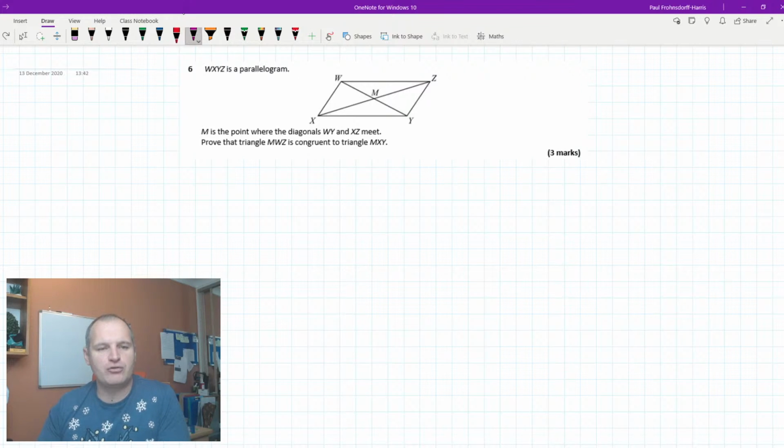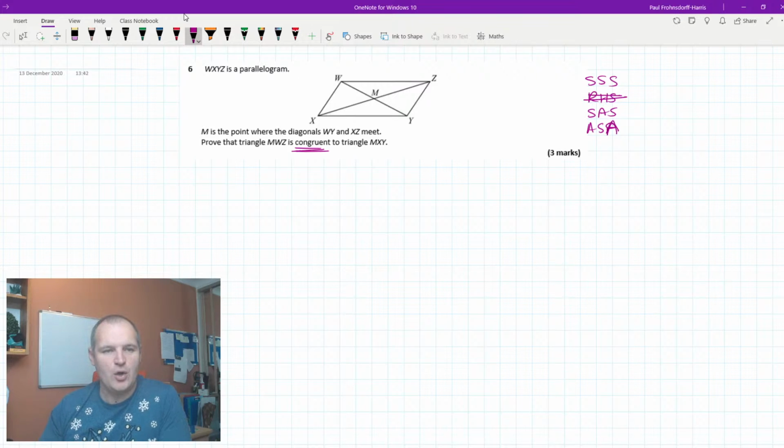Now, to prove congruence, we need those 4 rules again. SSS, RHS, SAS, and ASA. Not ASS, that would be wrong. I would be making an S of myself. We haven't got any right angles, so we're going to get rid of this one.